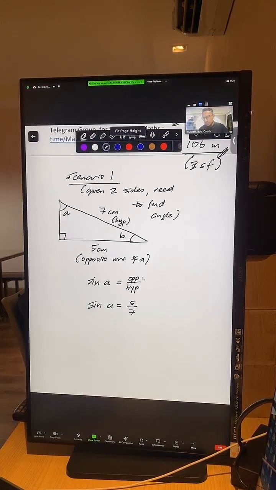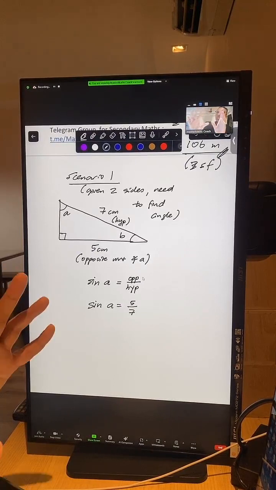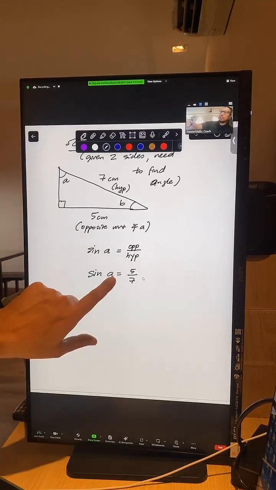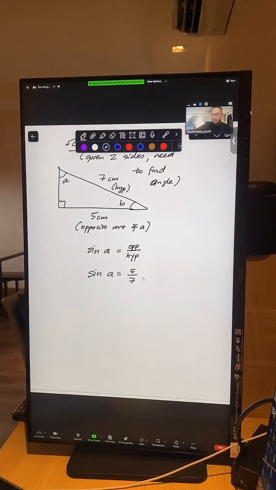Okay, so again, this is scenario 1. You are given two sides. You need to find the unknown angle. So you come up to here, then you ask yourself, how to find A now? You need to use the inverse function in your calculator.